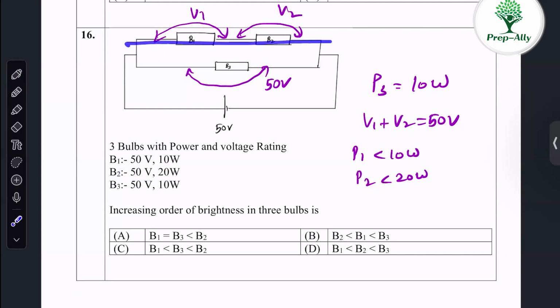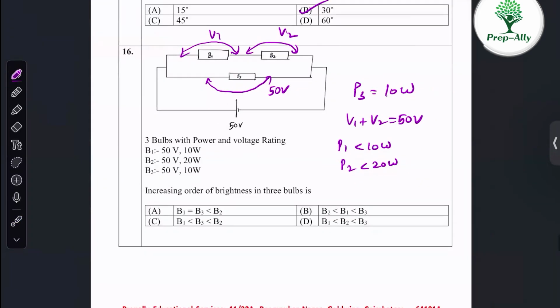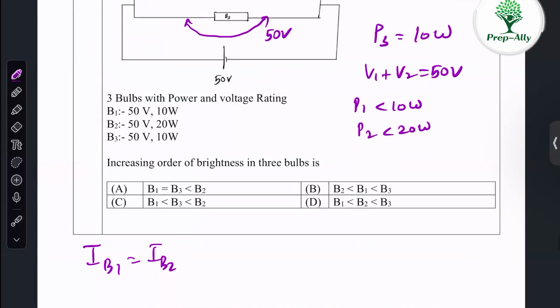But now B1 and B2 are in series. So series means current through bulb 1 will be equal to current through bulb 2. Then immediately we can say if current is same, then power dissipated, we can use the formula I square R. Whichever has more resistance, that will have more power.